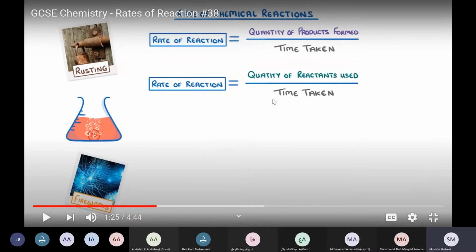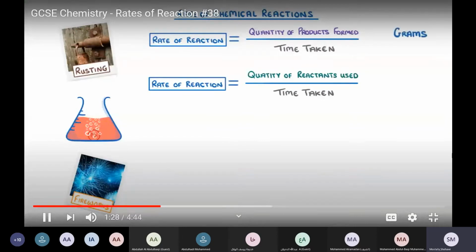So both of these equations represent the same thing, guys. They are not giving 2 different answers. They are the same answer. The rate at which products are being formed is the same rate at which the reactants are being used. So the rate of forming products is the same rate as using reactants. Both of them, we call them rate of reaction.